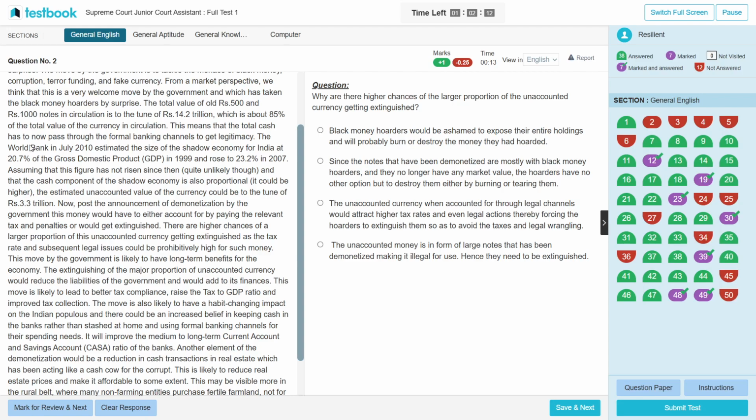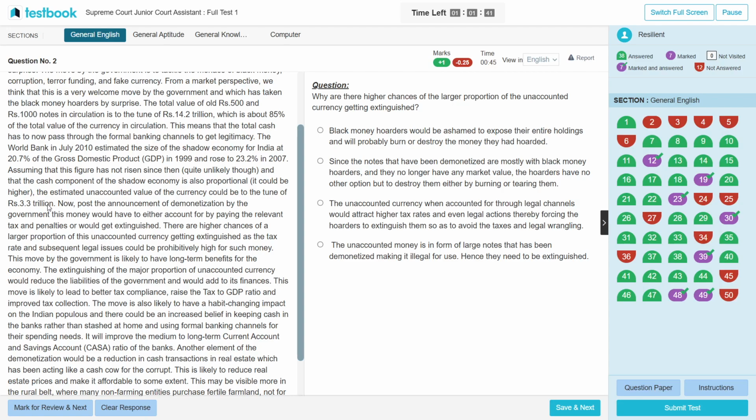This means that total cash has to now pass through the formal banking channels to get legitimacy. The World Bank in July 2010 estimated the size of the shadow economy for India at 20.7% of the GDP. Assuming that this figure has risen since then, it is quite likely that the cash component of the shadow economy could also be proportionally higher. Estimated unaccounted value of the currency could be to the tune of rupees 3.3 trillion.